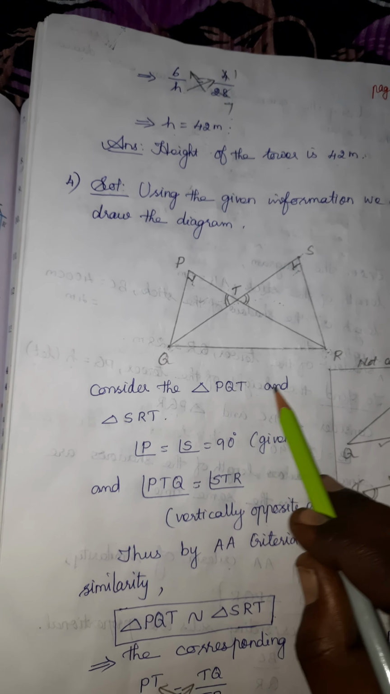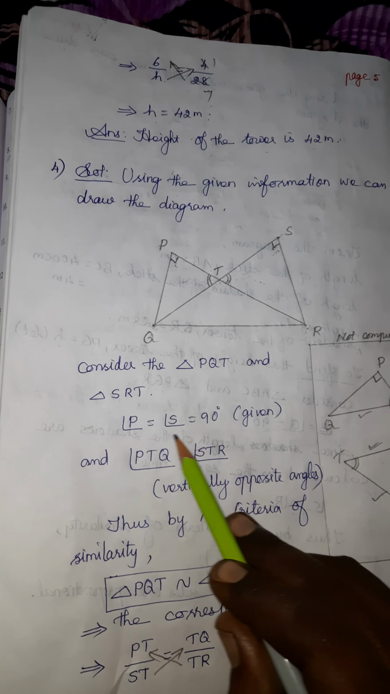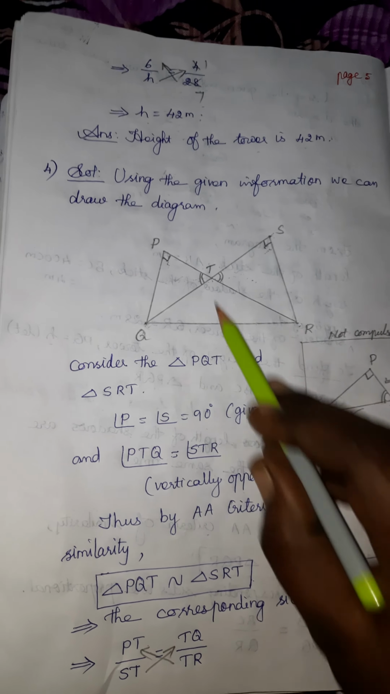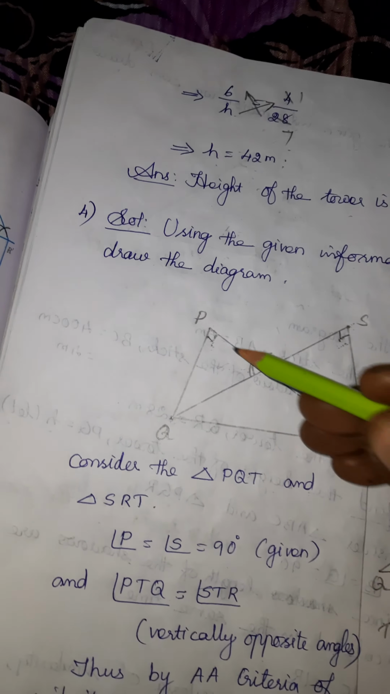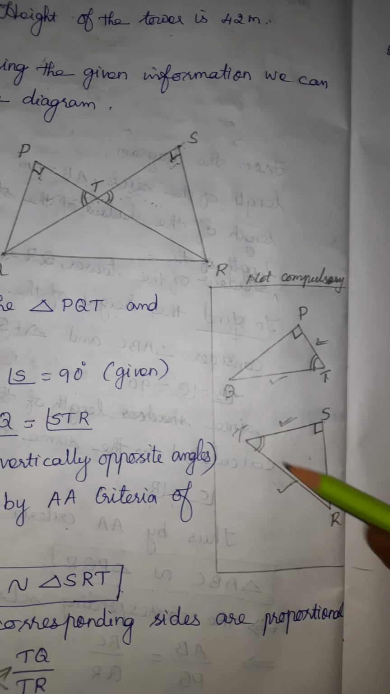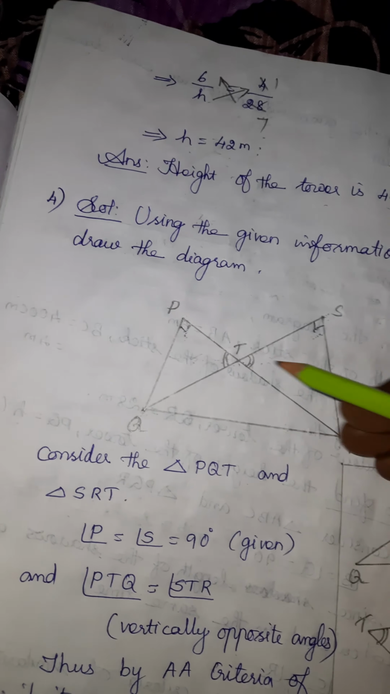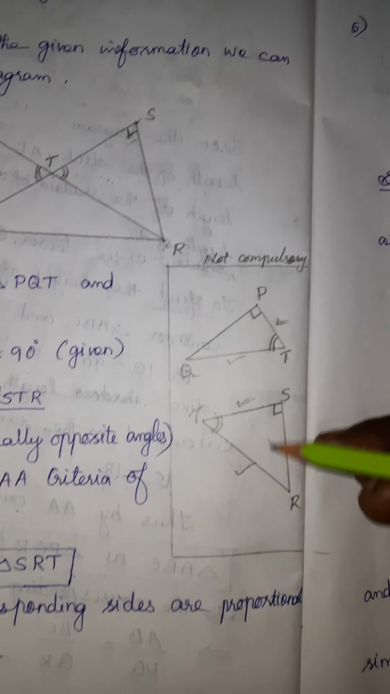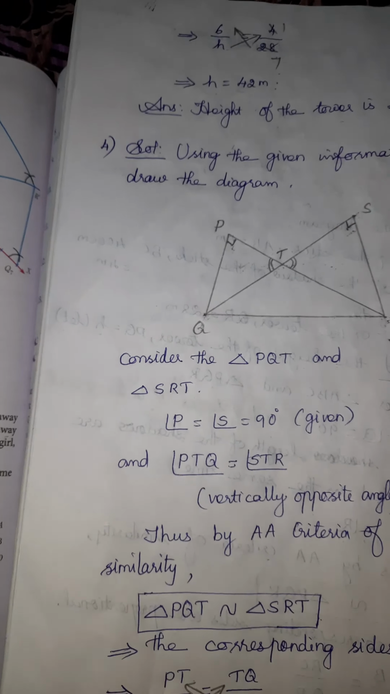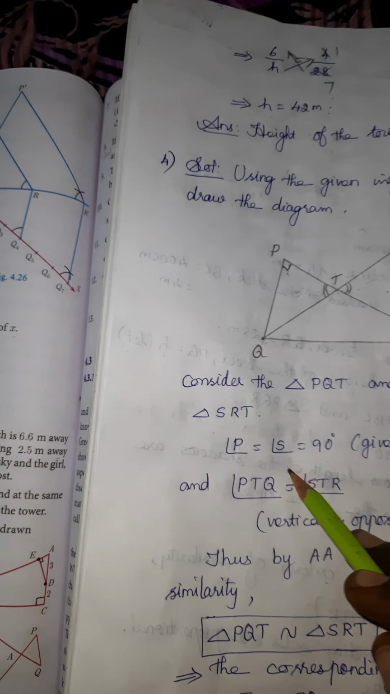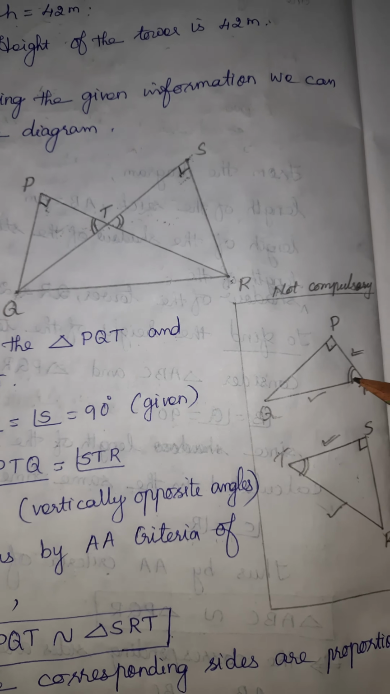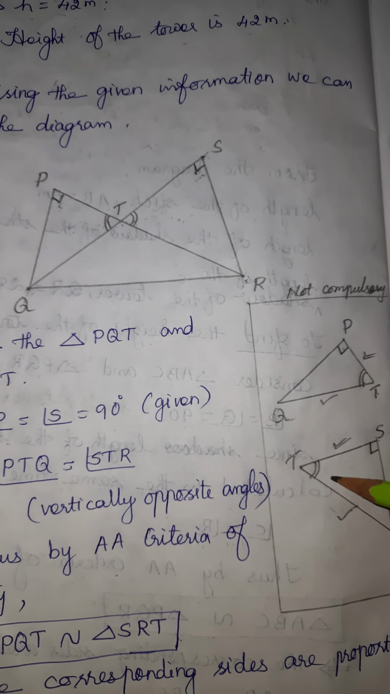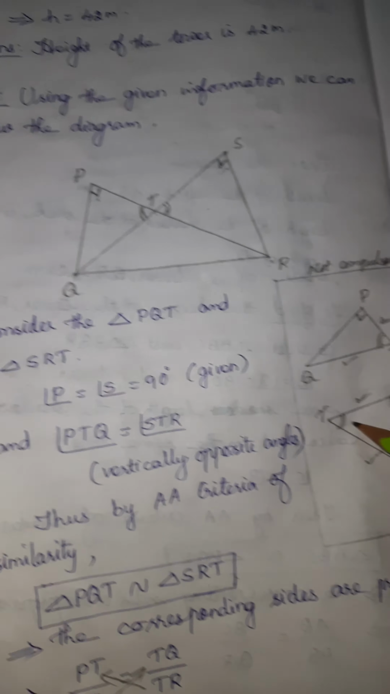Consider the triangles PQT and SRT. Angle P equal to angle S equal to 90 degrees, it is given. If you are drawing the diagram separately, this is triangle PQT, and next one, this is SRT. These two triangles only we need to do the sum. Here angle P and angle S are 90 degrees. Then I said these two angles are vertically opposite, you can mark like that. The vertically opposite angles are only these two at T. So the T angles are equal.